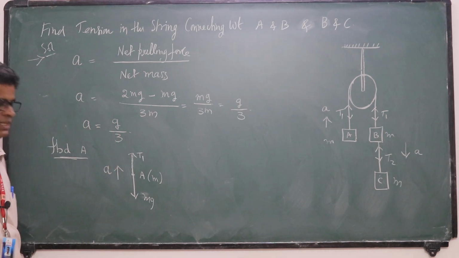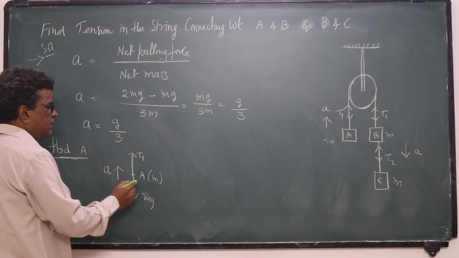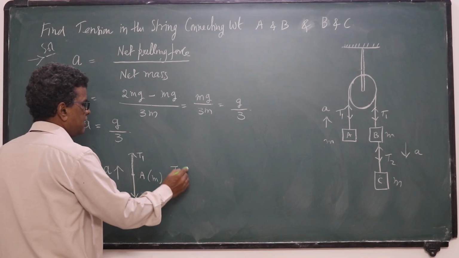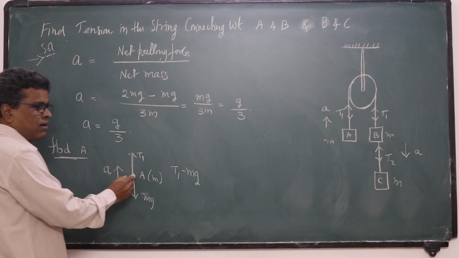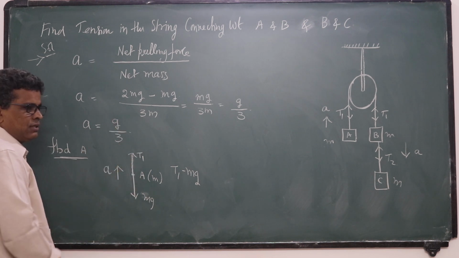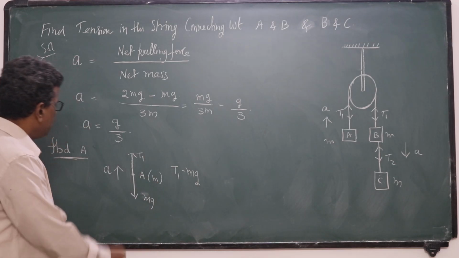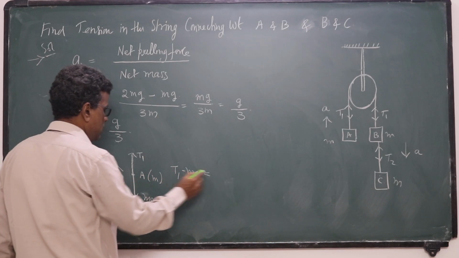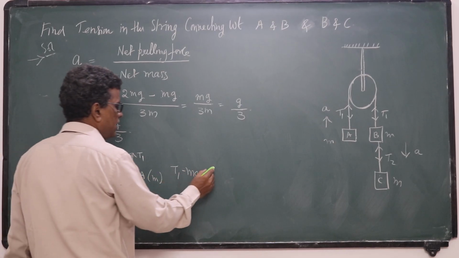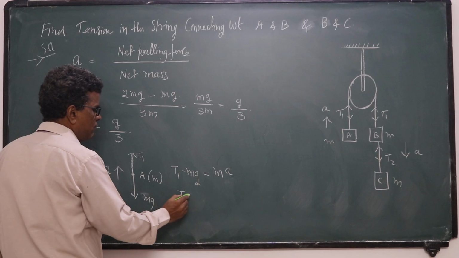So you apply Newton's second law. So what is Newton's second law? Resultant force T1 minus mg. Since the block A is moving up, you have to subtract up minus down. If it is moving down, you subtract down minus up. Okay, so T1 minus mg is equal to what you will get? Ma.